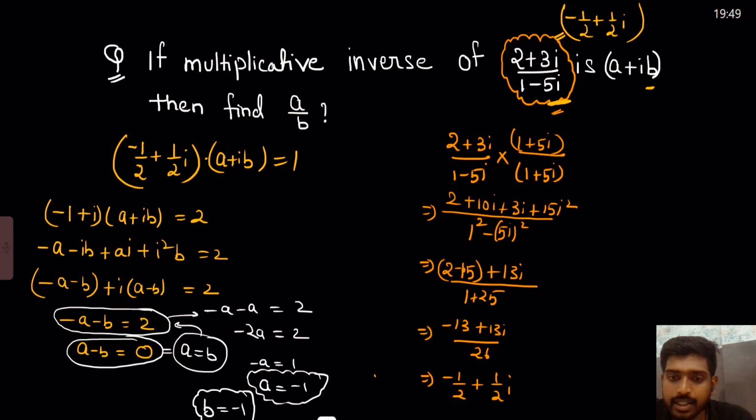So what they're asking is the value of a by b. So a by b means minus 1 by minus 1, which is equal to plus 1. So our answer is plus 1. Plus 1 is our answer.